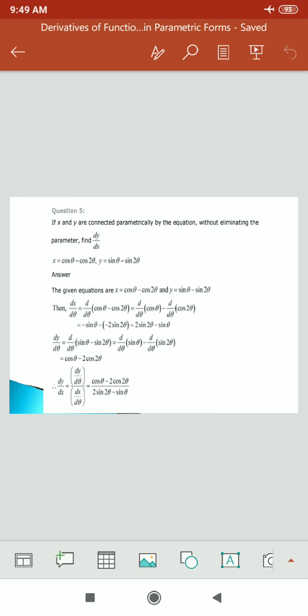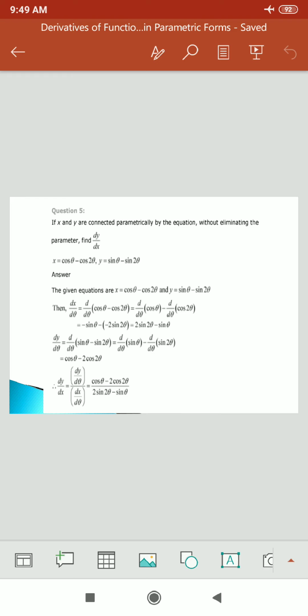The given equations are x equal to cos theta minus cos 2 theta and y equal to sin theta minus sin 2 theta. The first step to find dy by dx is that we will differentiate both x and y with respect to theta. When we differentiate x with respect to theta, we get dx by d theta, and when we differentiate y with respect to theta, we get dy by d theta.